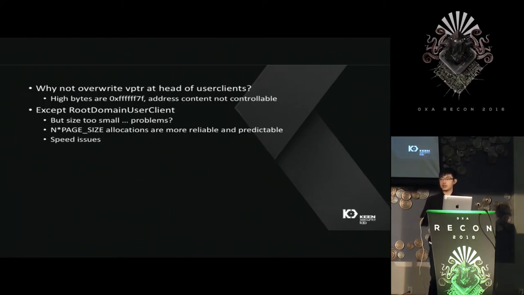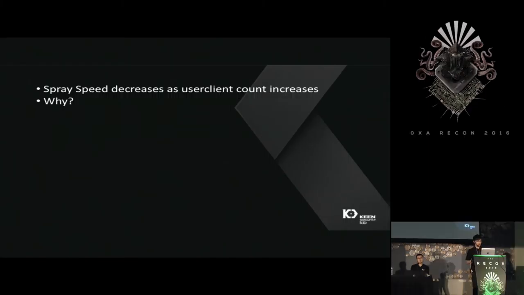There may be some obstacles that will be introduced for our exploitation. The first is that we prefer to spray or allocate some big user clients whose size is n multiplied by page size, to ensure that its vtable pointer will be located at the start of a page, which makes this address more predictable. Also, small user clients will introduce spray speed issues. We observed that the spray speed of user clients decreases as the user client count increases.